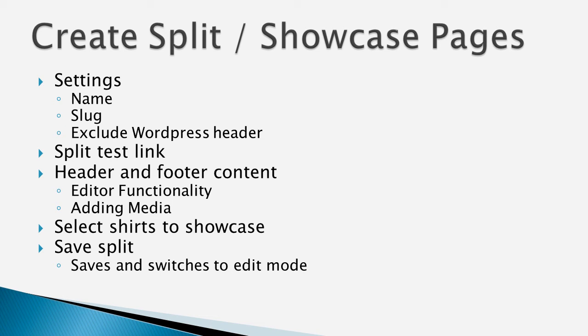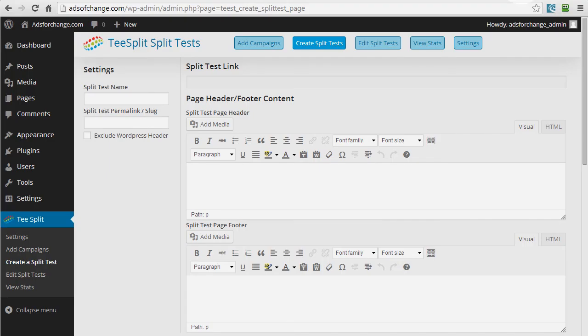The next thing you're going to see, and we'll talk about, is the split test link itself. The header and footer content, and adding functionality to the header and footer. How do you add media using the HTML editor? Then we have to select shirts that we want to showcase and save the split. And when we save the split, it's going to automatically switch us to edit mode. I just wanted to give you the quick overview of how that works before we go into the details and I show you exactly how to do it. With that said, I'm going to jump right in and get started.